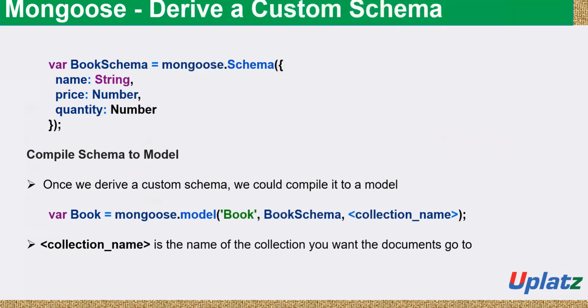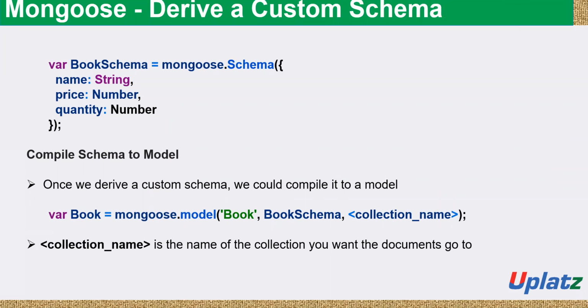And now let's see how to define a custom schema. On the Mongoose reference, we need to call a method called schema, which is going to take an object as a parameter. This object contains different properties where each property represents the field name and the value represents the data type for that field. If you look at our example, we have a book schema which contains three properties: name, price, quantity, with their respective data types specified.